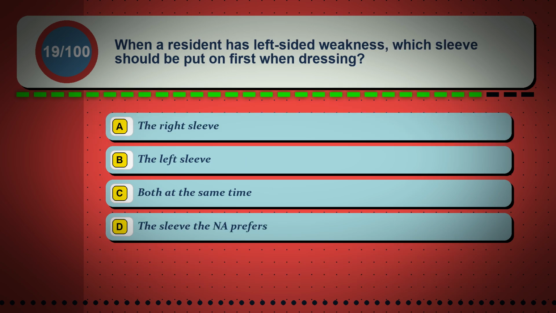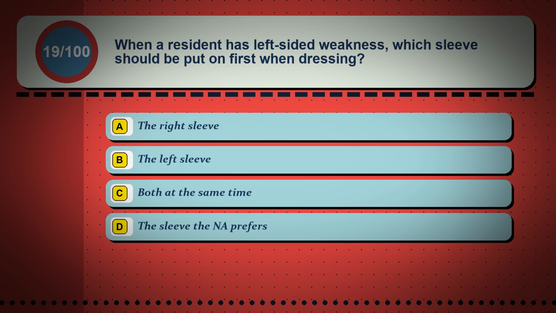Question 19. When a resident has left-sided weakness, which sleeve should be put on first when dressing? Option A. The right sleeve. Option B. The left sleeve. Option C. Both at the same time. Option D. The sleeve the NA prefers.